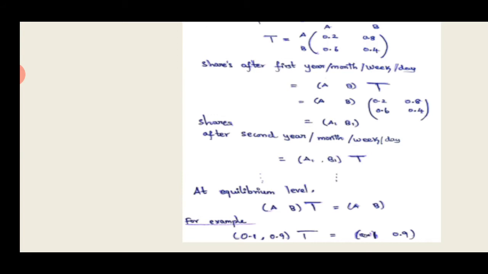And now you can see the equilibrium level. At equilibrium level means what? Whatever input you give, the same must be your output. That is the equilibrium level. So when you multiply AB with T, you have to get the same AB. For example, Samsung users are 0.1, that is 10 percent, and Redmi users are 90 percent, 0.9. When it is multiplied with the T matrix, you should get the same answer, 0.1, 0.9, and that particular level is called the equilibrium level.